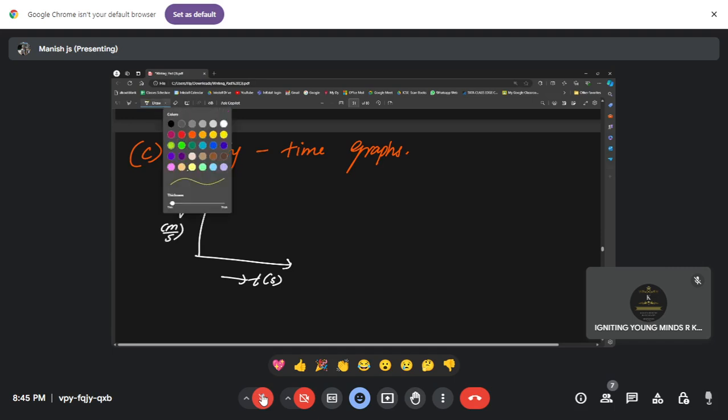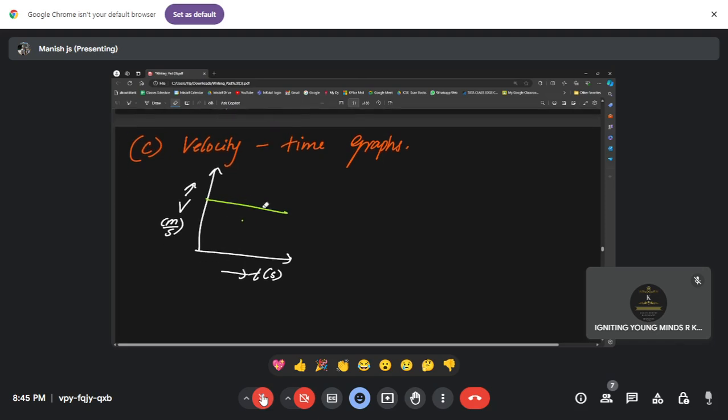So again, you can see this first graph. If I'm going to draw a line that is parallel to the time axis like this, what does this particular graph represent? Anybody? If the velocity time graph has a line that is parallel to the x-axis, the time axis, is the object at rest or is the object in motion? Is it at rest or motion? Yes, a straight line. Yeah, it is at rest.